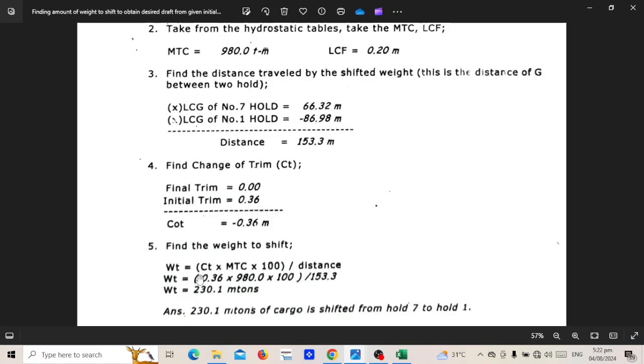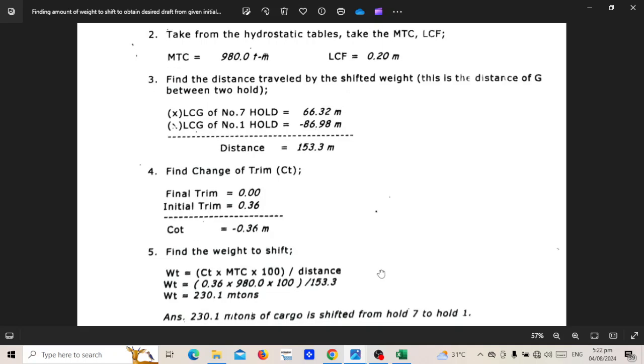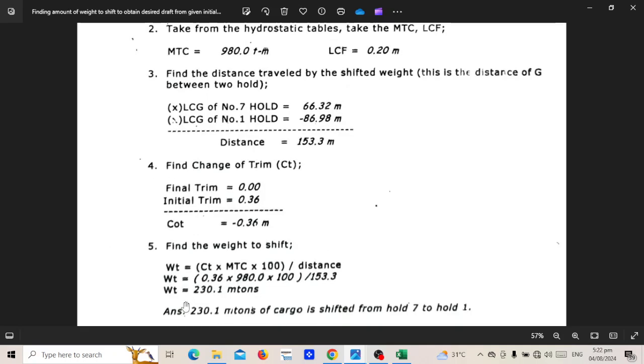The change of trim is 36, which is this one, and the MTC is 980.0, which is this one, times 100 over your distance of 153. Okay, and the result of your weight will be 230.1 metric tons. That's the answer. 230.1 metric tons of cargo is to be shifted from hold number 7 to hold number 1.